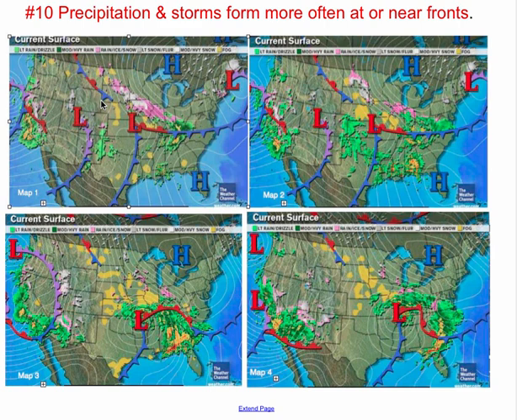And number 10, precipitation and storms form more often near fronts. See how this stuff, this precipitation is near a front, this is near a front. You don't have that much hanging out by high pressure. This precipitation is near the front, all this stuff near the front, etc. This is fog in yellow, so don't worry about it.